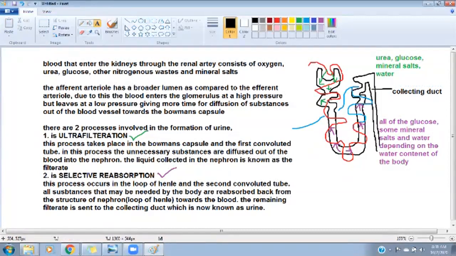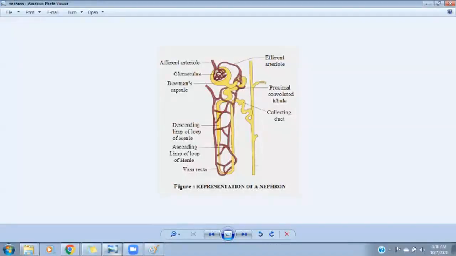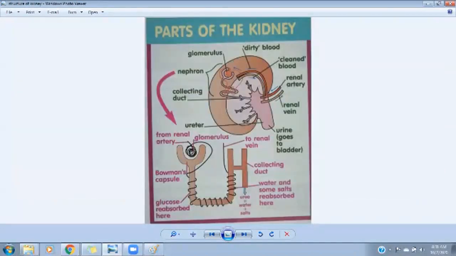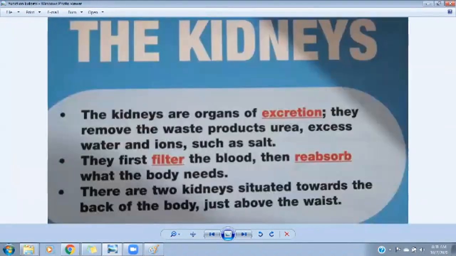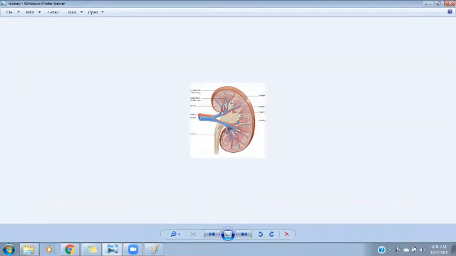एनी क्वेश्चंस बेटा? Something else. We don't have that picture with us.